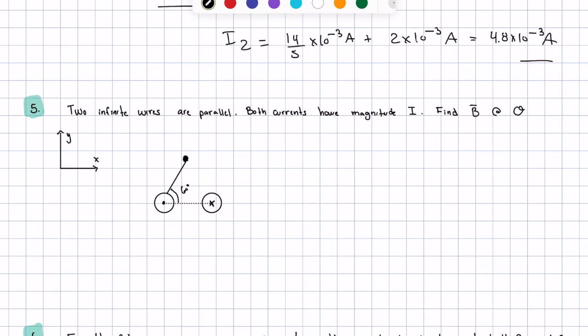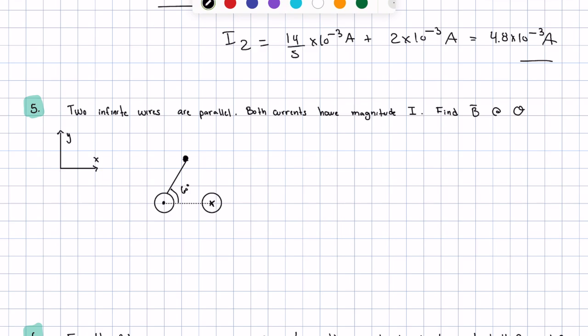This one, I definitely find a little bit tricky because I know some of you haven't really worked with this type of question before, but it is definitely doable. We have two infinite wires parallel to one another, both carrying a current of magnitude I. Find B, the magnetic field at O, where O is just this point here that I colored.